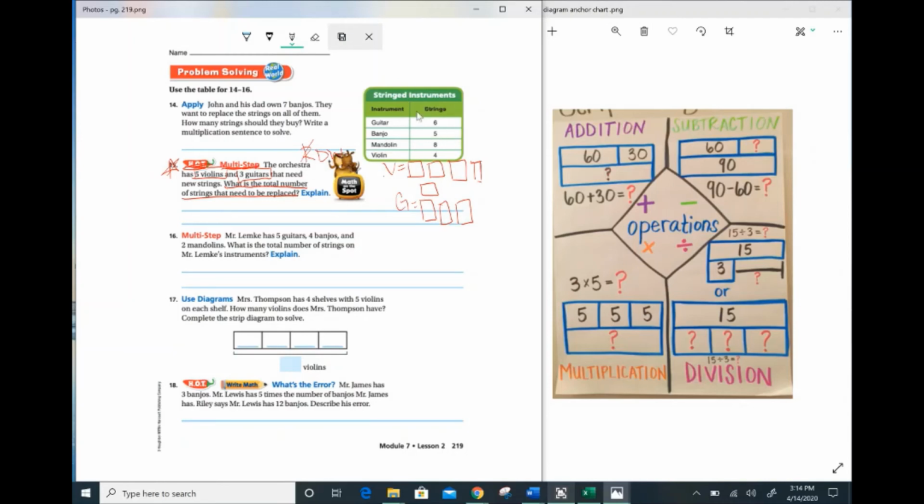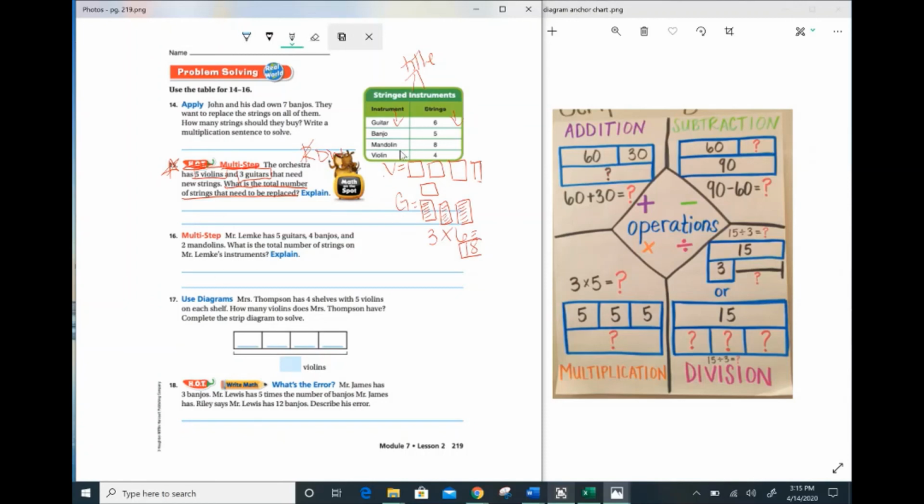So now let's look over here at our table. It shows us the title, which is stringed instruments. Right here tells us which instrument and how many strings it needs. So I know that the guitar, boys and girls, needs 6 strings. So each guitar needs 1, 2, 3, 4, 5, 6. So I know that this is 3 times 6, and that would give me 18.